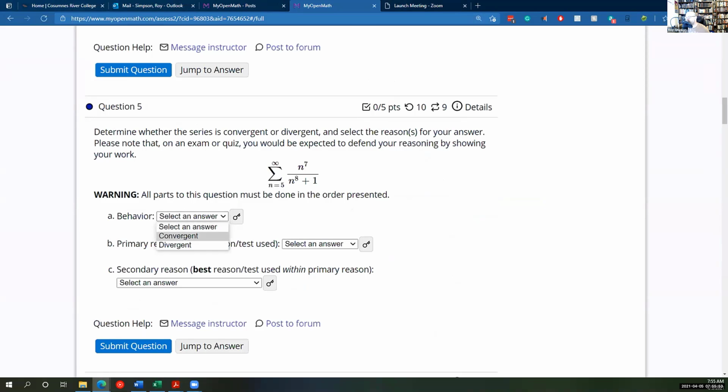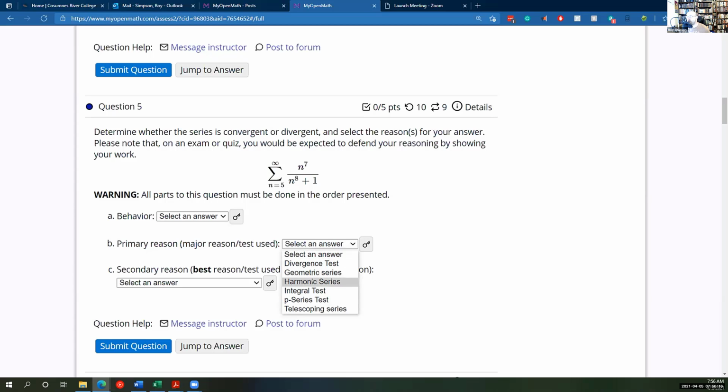First, determine whether it converges or diverges, and you'll do some test to do that. The primary test that you're going to use, let's pretend that you use the integral test. So under this, you'd say I used the integral test. Or let's say that you found it diverges by the divergence test, then you'd select that. Or if it's geometric and you found it converges because geometric or diverges because of geometric, then select that.